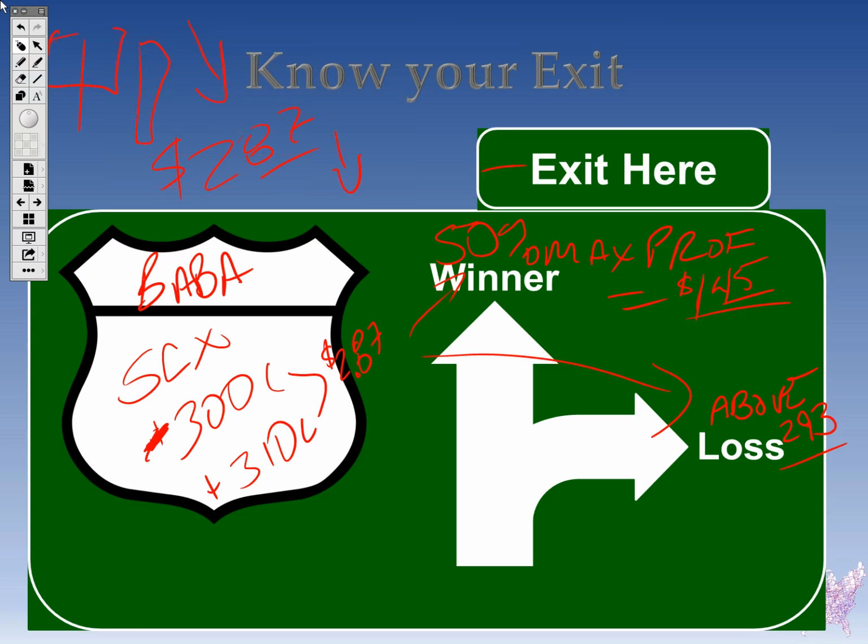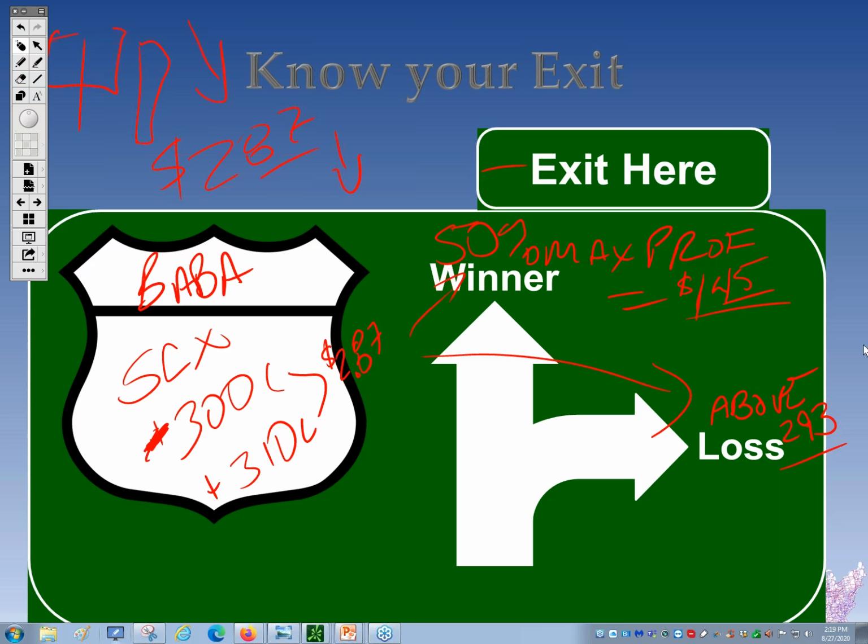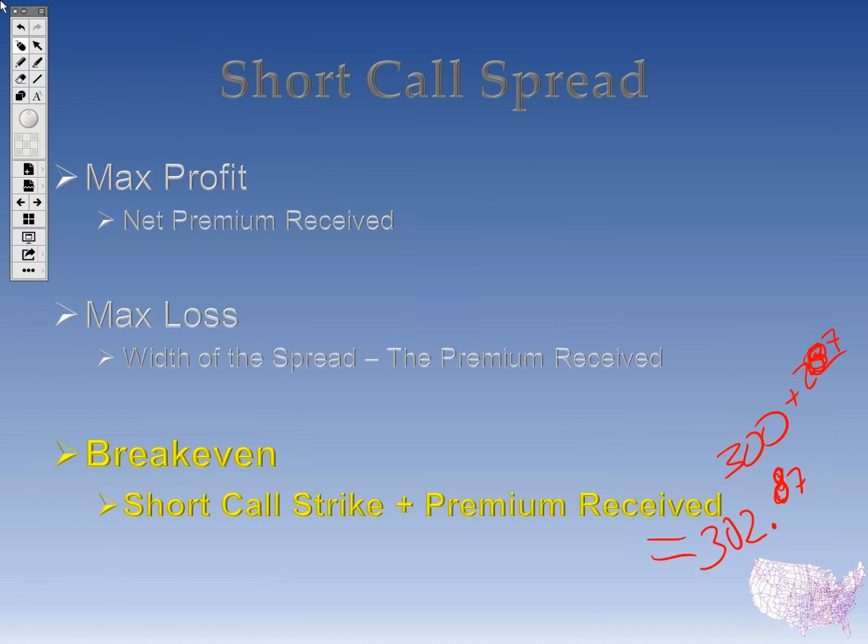So what expiration are you using? For this strategy, I'm using as close to 35 days to expiration.